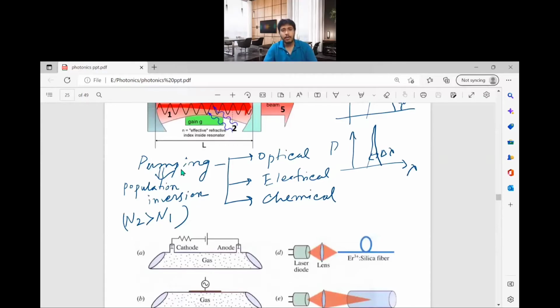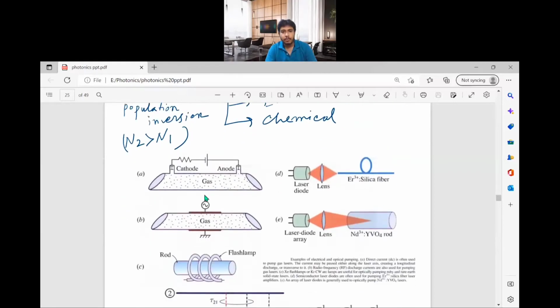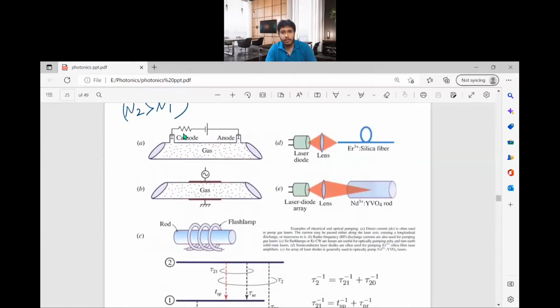There are three types of pumping: optical pumping, electrical pumping, and chemical pumping. You can make this happen optically, electrically, or chemically. These are the examples of pumping. The first one is the direct current.